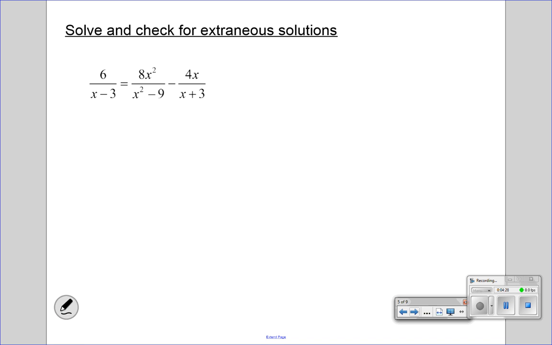Now for this one, the first thing that you should do is rewrite x squared minus 9 as x minus 3, x plus 3. Because then we'll notice our common denominator is simply x minus 3, x plus 3. So we're going to multiply everything by x minus 3, x plus 3.